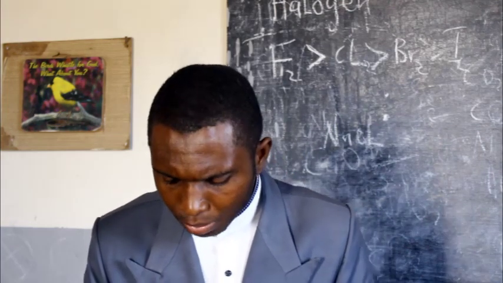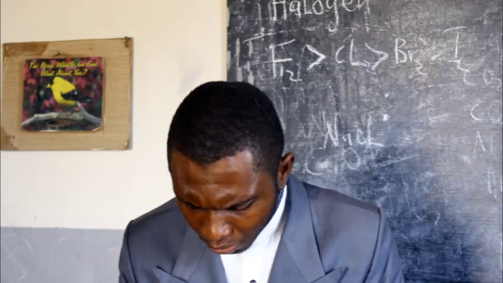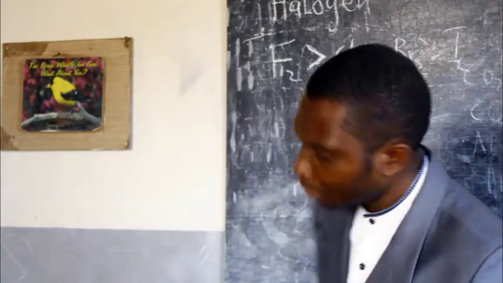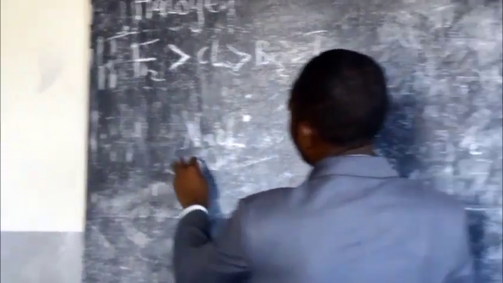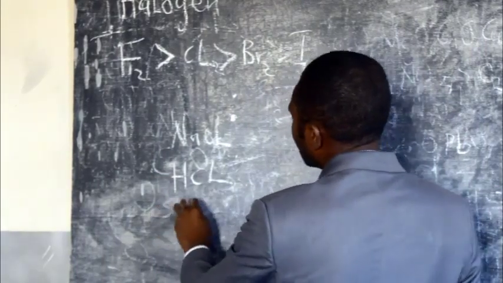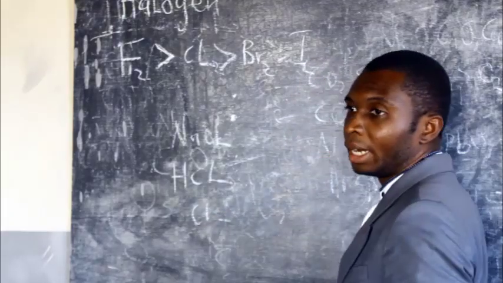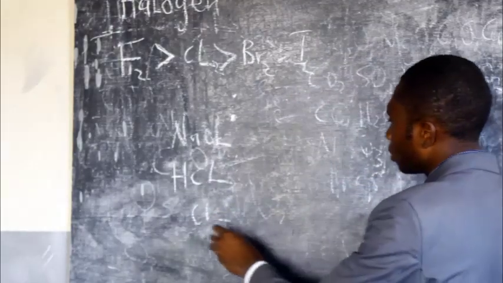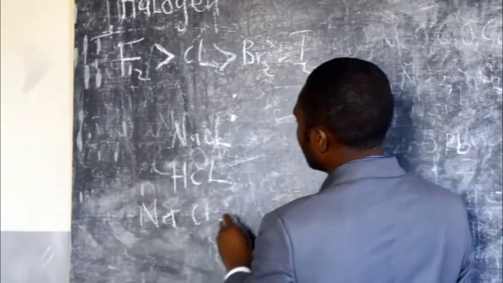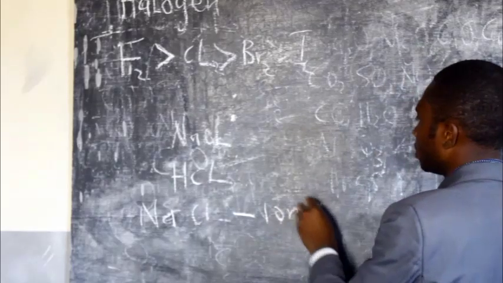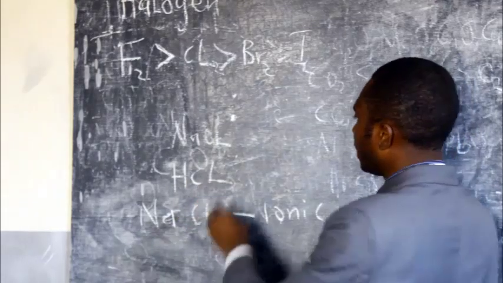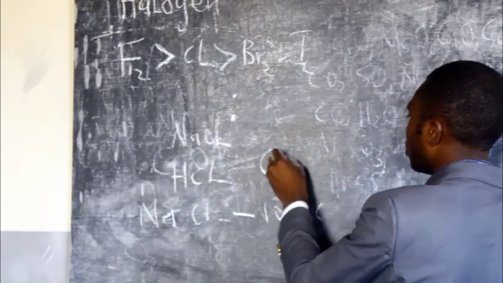The chemical properties of chlorine: one of its features is that chlorine reacts with metals. Take note, chlorine reacts with group 1 metals to form an electrovalent bond. Chlorine reacts with what? Example, sodium, to form what? Ionic bond. The reaction between hydrogen and chlorine forms a covalent bond.